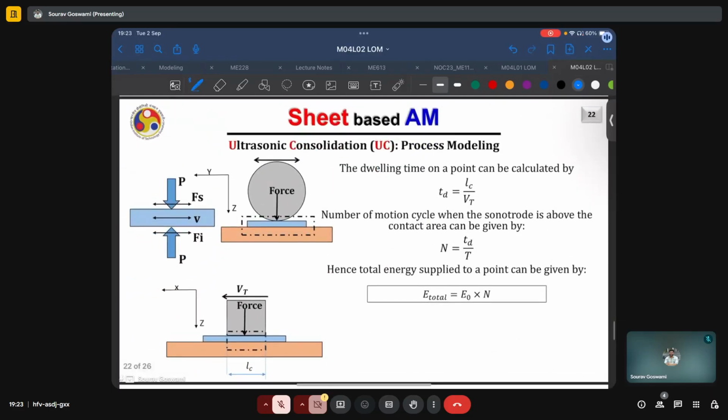Further, the dwell time at a given point can also be calculated as the ratio of the contact length to the traverse velocity. The number of motion cycles when the sonotrode is above the contact area can also be calculated, and hence we can have the total energy supplied at any given point.